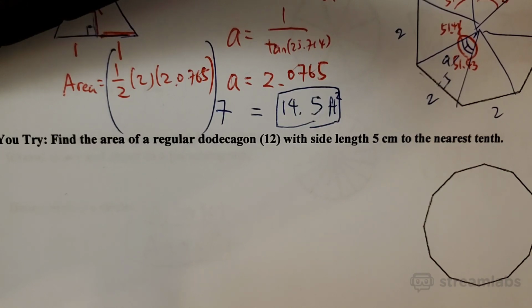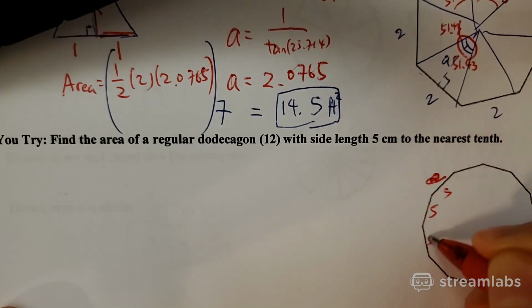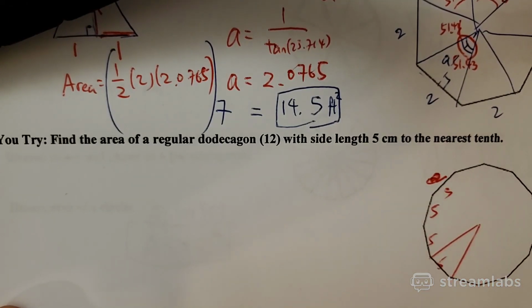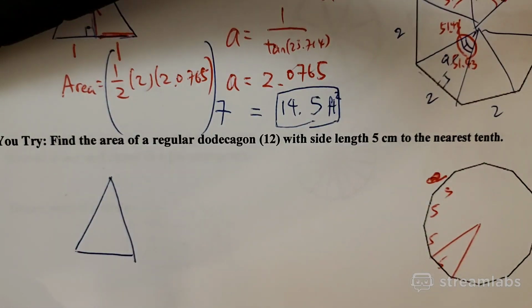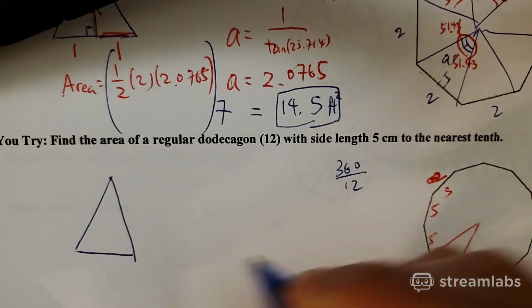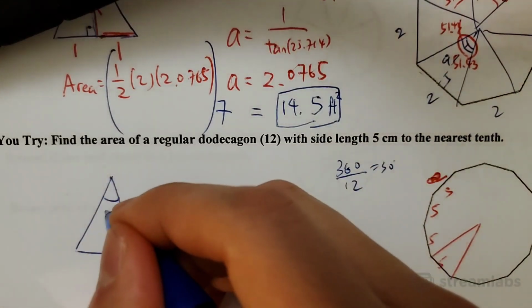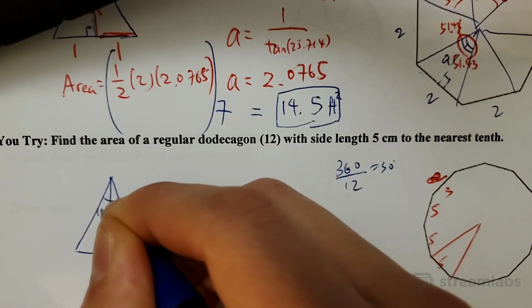112? Could be right. Let's check. So you have 5 each, right? 5, 5, 5, 5. And then each of them would be giving you a triangle, right? What angle is this? It is 360 divided by 12, right? So it would be 30. So this is 30 degrees. But when you cut in half, it will be 15 degrees, right? 15 each.